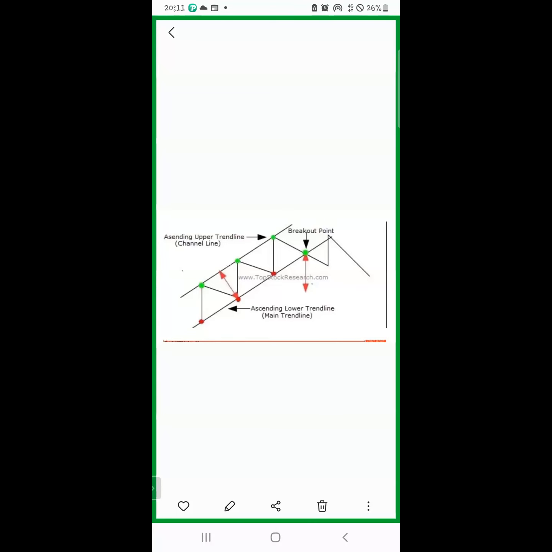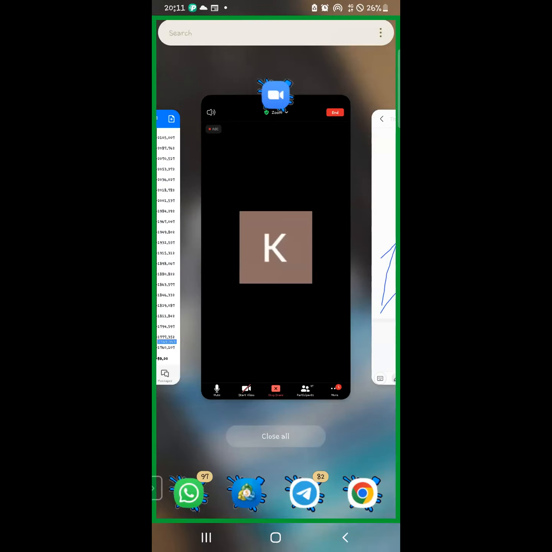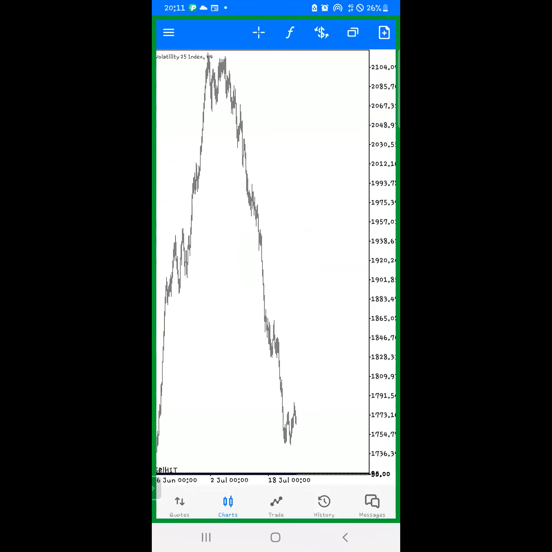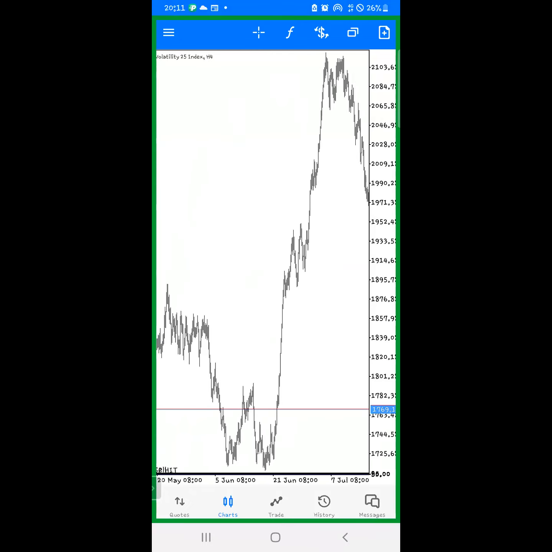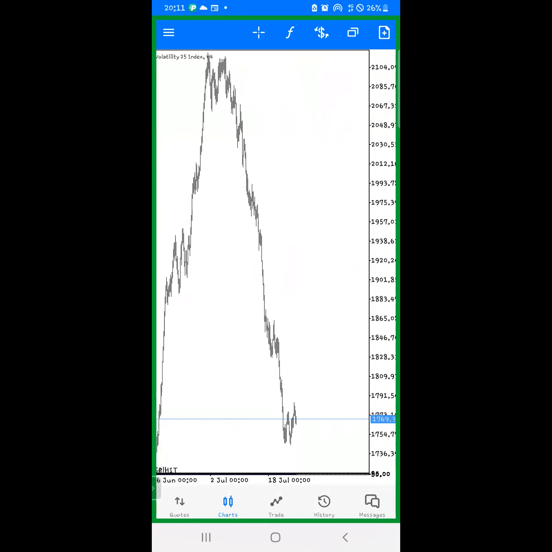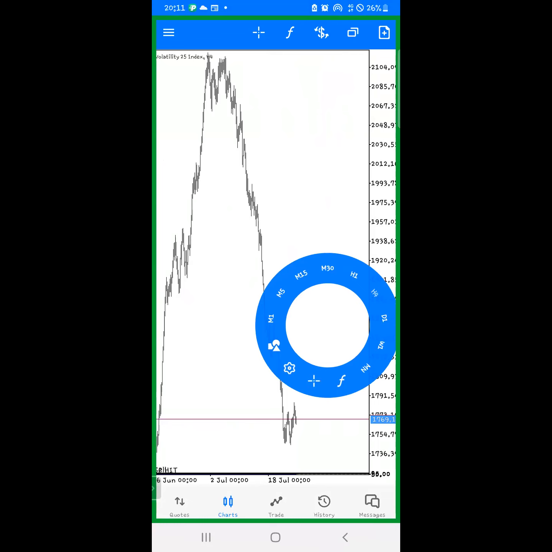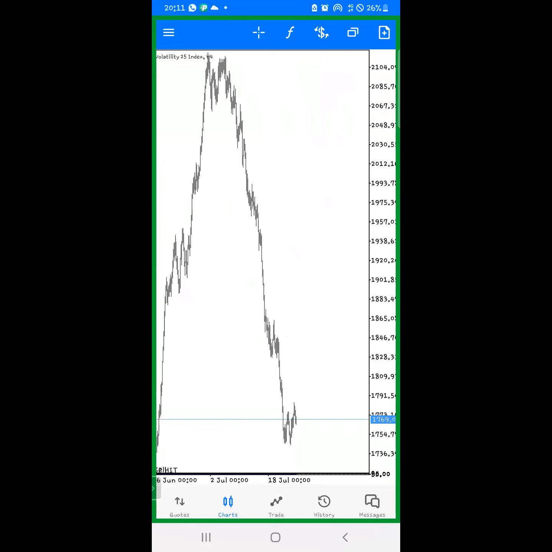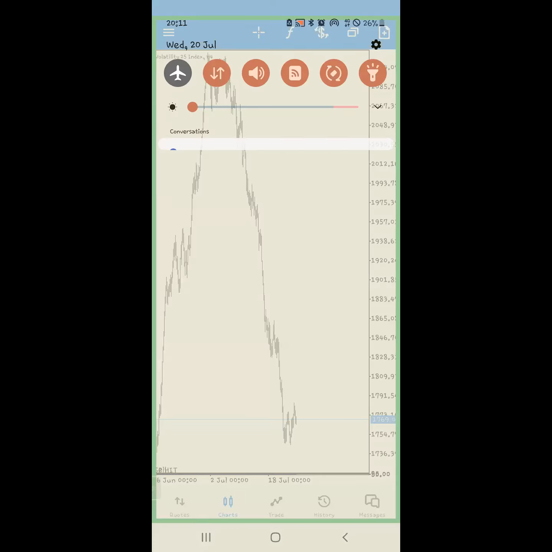So without wasting much time, let's go to MT5 and I demonstrate what I'm talking about here. As for me, I trade only V25, V100, and V50 for my own personal reasons.